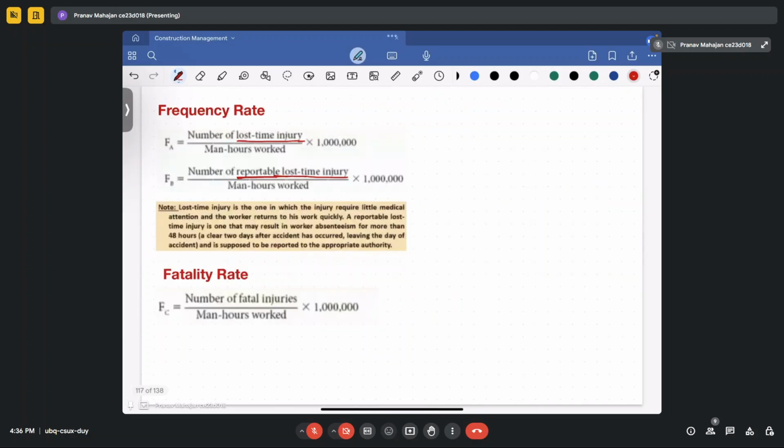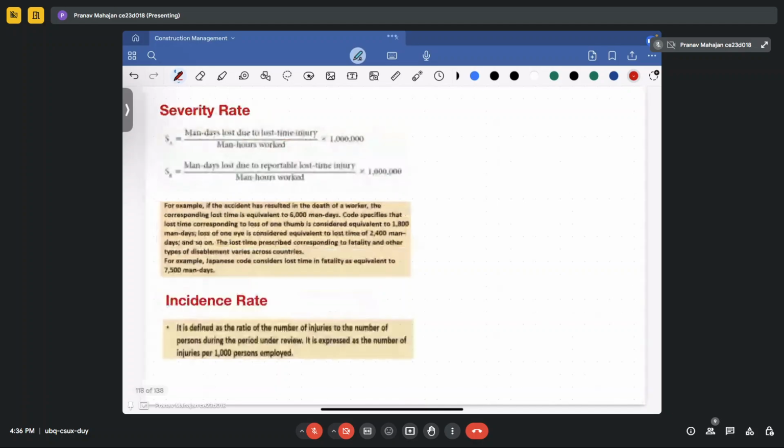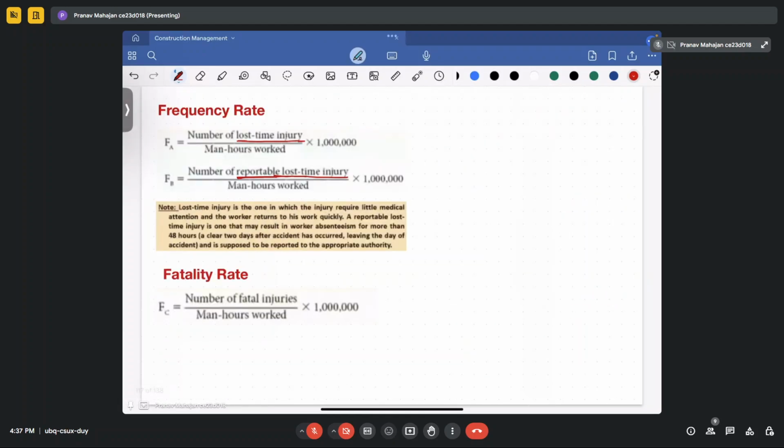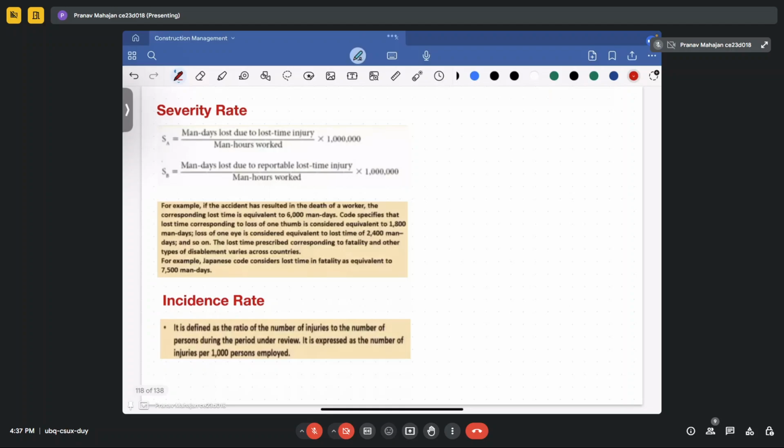So you can see there is some difference between frequency rate and severity rate. Severity rate is based on the man days lost due to lost time injury, whereas frequency rate is the number of lost time injuries that have happened. So in frequency, it is a number, and in severity rate, it is the number of man days that are lost divided by the number of man hours worked. Same thing here also, depending upon lost time injury as well as the reportable lost time injury.